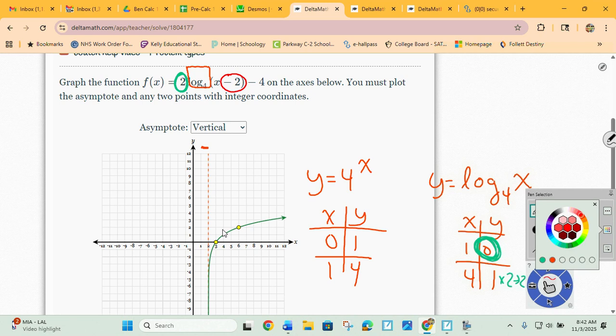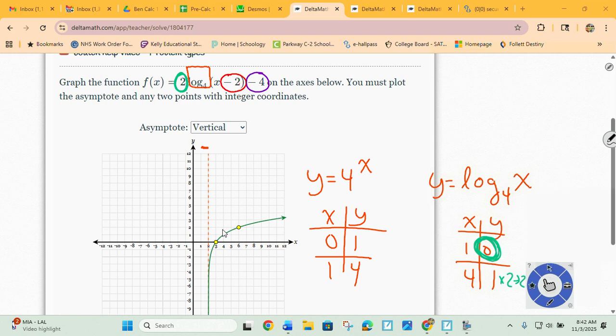All right, and then lastly, we've got this minus 4. This is just a vertical shift, an up and down shift. So what we're going to do is take this 3 and shift it down 4. 1, 2, 3, 4. And take this 2 and shift it down 4. 1, 2, 3, 4. Now, do we need to touch the asymptote? We do not need to touch the asymptote because we could shift it up and down all day. It's going to look the same.